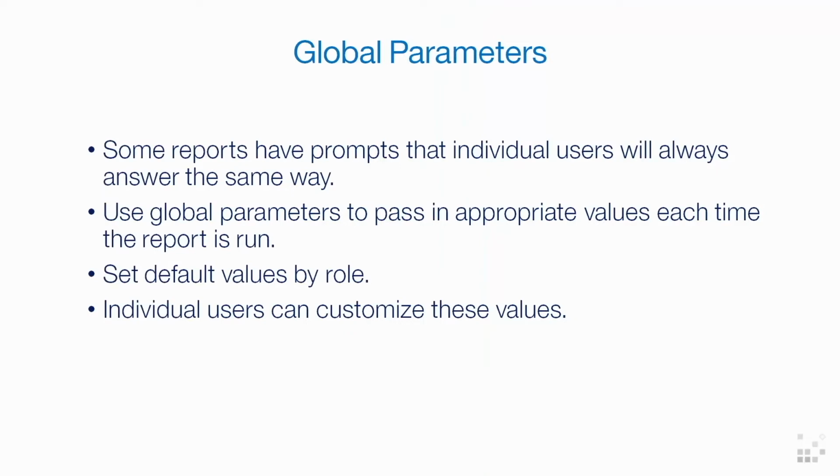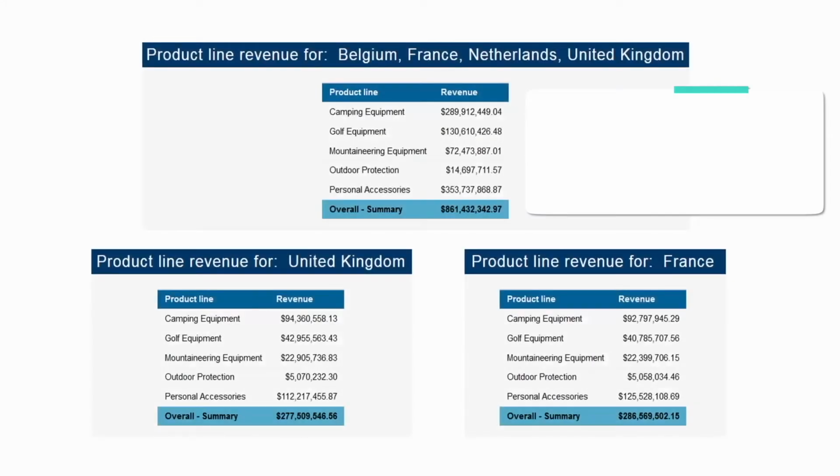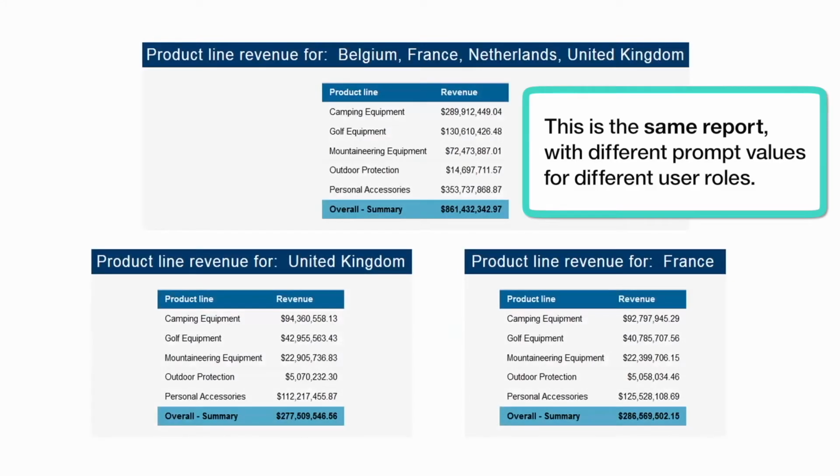If you have prompts in reports that individual users will always answer the same way depending on their location, department, or perhaps a specific interest, you can use global parameters to pass in appropriate values each time the report is run. You can set default values for these parameters for all users in a role, and individual users can adjust these values to suit their needs, so that they have customized reports without needing to respond to prompts every time they are run.